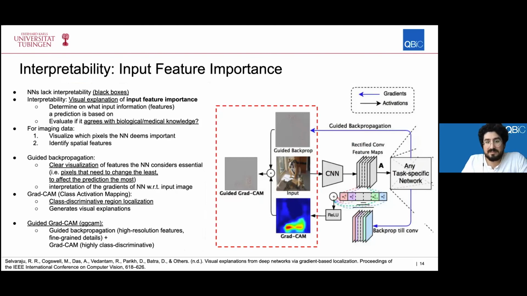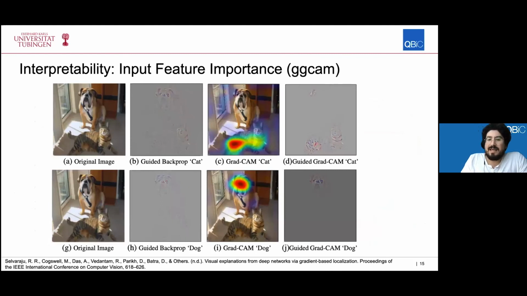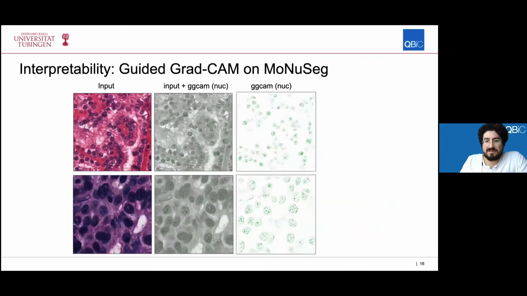And as I mentioned, we also would like to look into interpretability. How can we make these deep neural networks interpretable, mainly to highlight what is the importance of certain features for a prediction. So I will probably skip a bit fast over the slides. We use a technique called guided GradCam, which can give high resolution features and be very class discriminative.